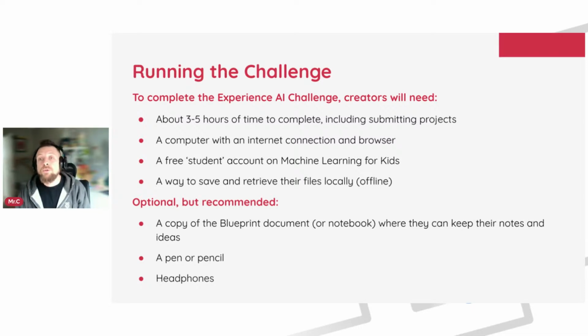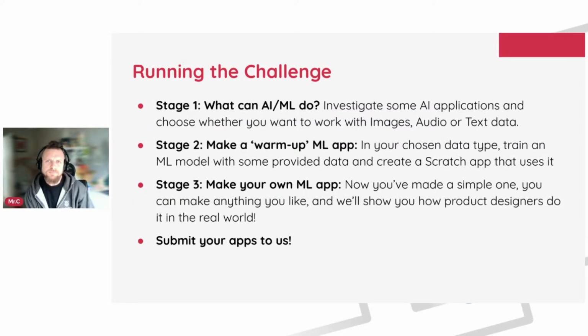Optionally, but also recommended, is a copy of that blueprint document or a notebook where young people can keep their notes and ideas, the answers to the questions they're asking themselves as they run through these instructions about machine learning and AI, a pen or a pencil to fill in those notes, and a pair of headphones, because some of the projects have audio outputs, and once you get 30 audio outputs going, it can get a bit chaotic and noisy. So having headphones for young people is a really nice optional extra, and we find that lots of young people tend to carry their own earbuds or headphones around these days anyway, so it's not too much of an ask.